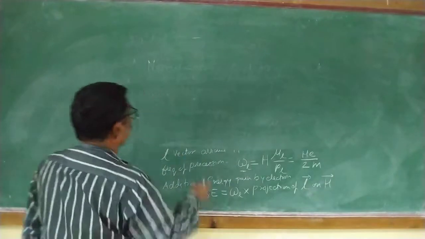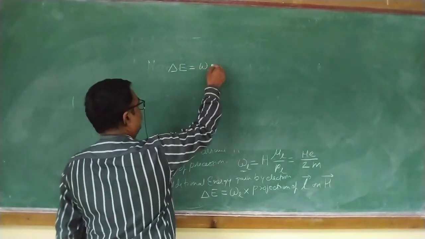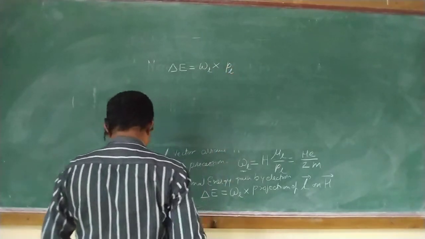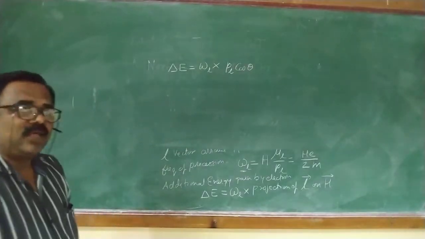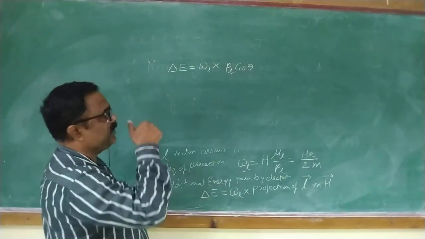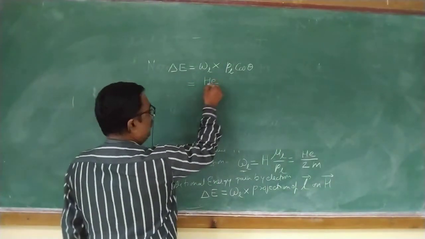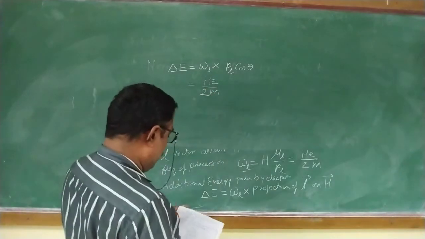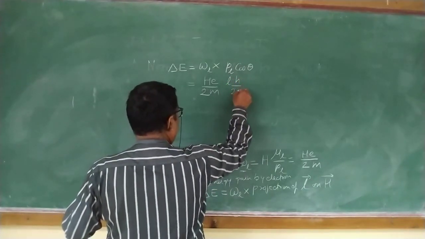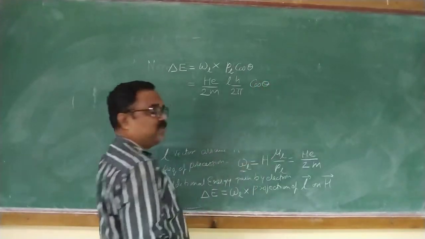Now this delta E is equal to omega L into the projection. The projection of L on H is given by PL cos theta, where PL is the orbital angular momentum and theta is the angle between the orbital angular momentum vector and the direction of H. Now omega L we have written as H e by twice m, and PL is L h by twice pi.